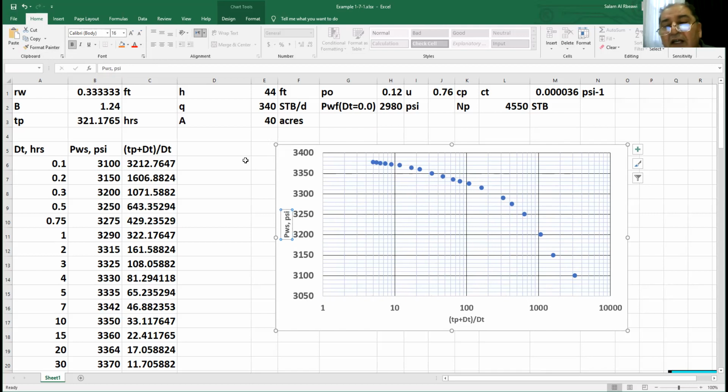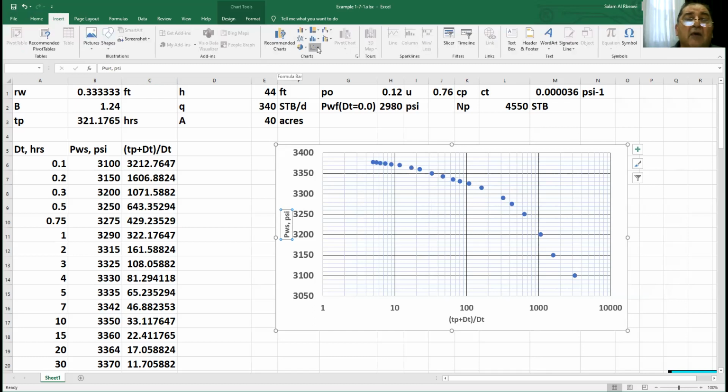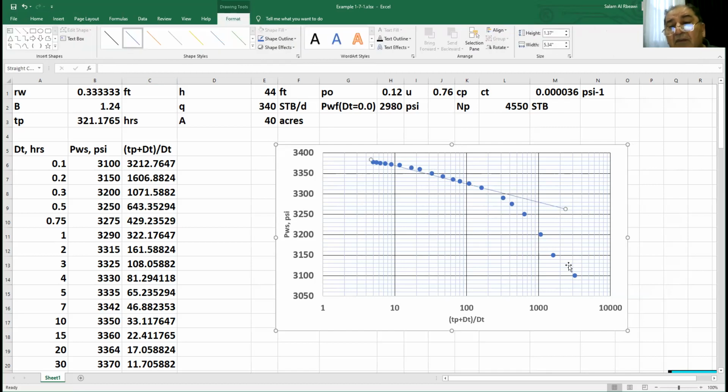Again, where is your infinite acting line? As I said many times, please be careful with early production time. Early production time, we would not like to use the pressure data taken from early production time, because this part of data is controlled by wellbore storage effect. So what we need to take is more than 10 hours. Where is that? Let me see. So this is the part that we are looking for. This is what we need to look for, not that part.